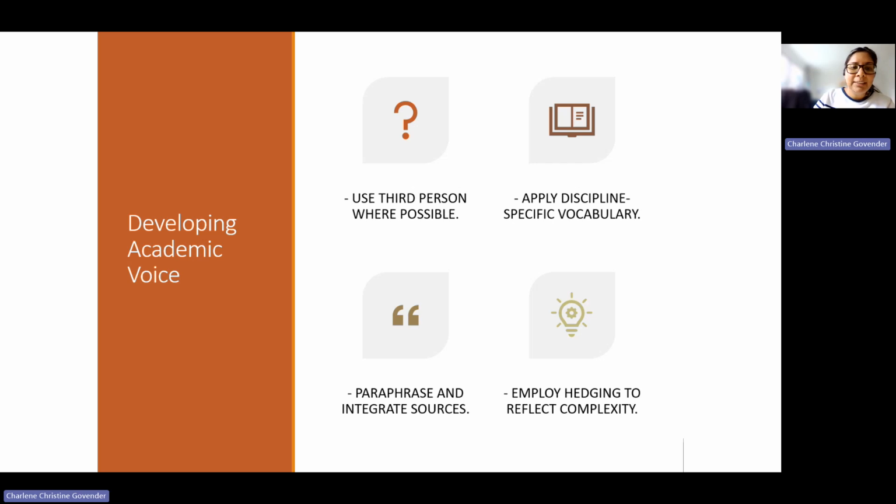Now, I do like to emphasize paraphrasing. When you paraphrase, instead of just swapping out words for another synonym, try to rewrite it in a way that shows that you understand what you are writing about. Paraphrasing and integrating sources into your sentences is going to be the best way for you to develop your academic voice. And lastly, employ caution.